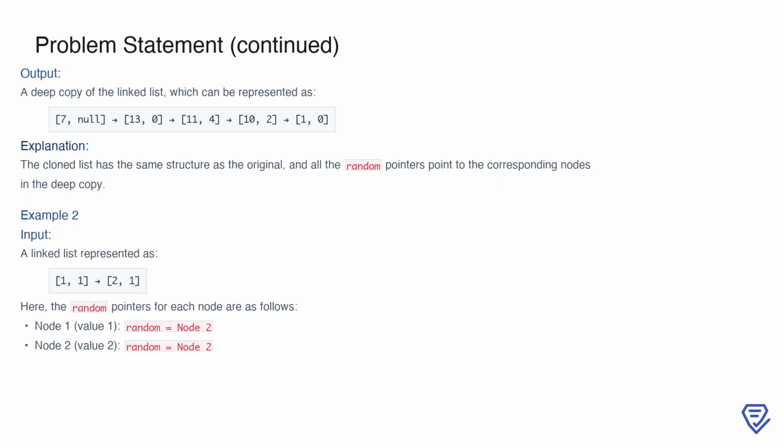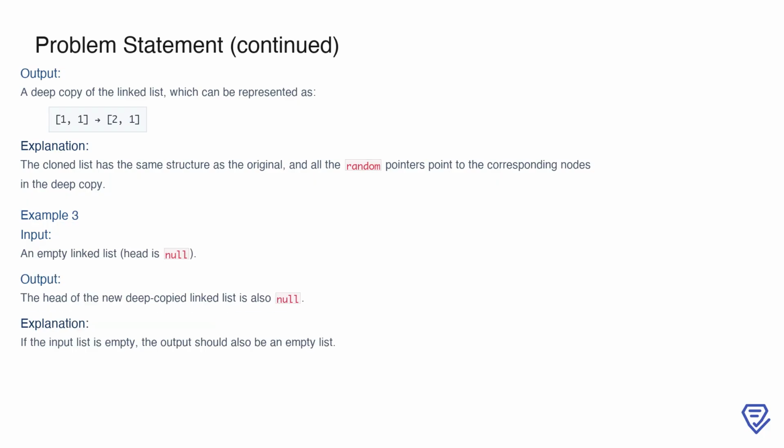Looking at another example, if the input is 1, 1, 2, 1, the random pointer of the first node points to the second node, and the random pointer of the second node points to itself. The deep copy should replicate this structure, so the output will also be 1, 1, 2, 1. For the second example, the explanation highlights that the deep copy is structurally identical to the original list. Here, the first node in the output has its random pointer pointing to the new second node, while the second node's random pointer points to itself in the clone list. This demonstrates that even when random pointers form cyclic or self-referential connections, the deep copy must replicate these connections in the new list.